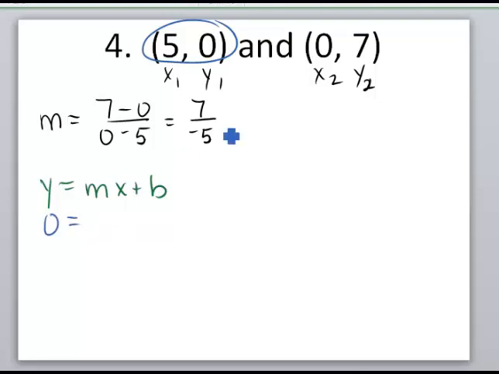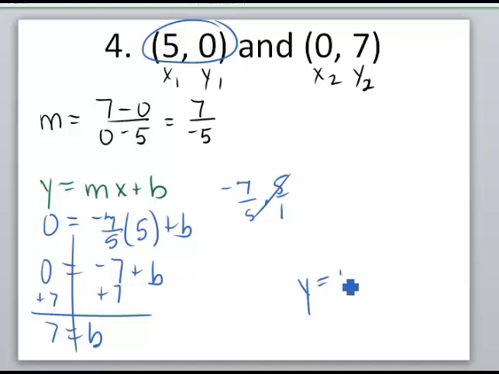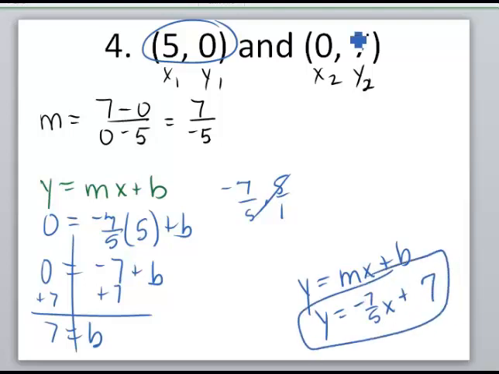Plug in 0. Plug in negative 7/5. My x value is 5 plus b, so I have 0 equals negative 7/5 times 5. Cross reduce, I get negative 7. Get b by itself by adding 7 to both sides, and I get b is 7. Equation y equals mx plus b. My m is negative 7/5. My b is 7. There is my answer. Again, you could have just figured that out because that is the y-intercept.